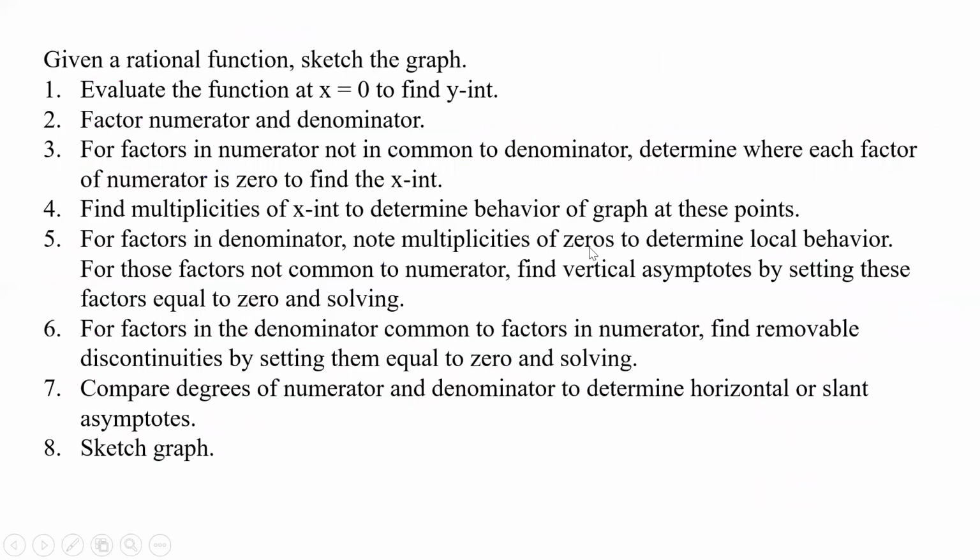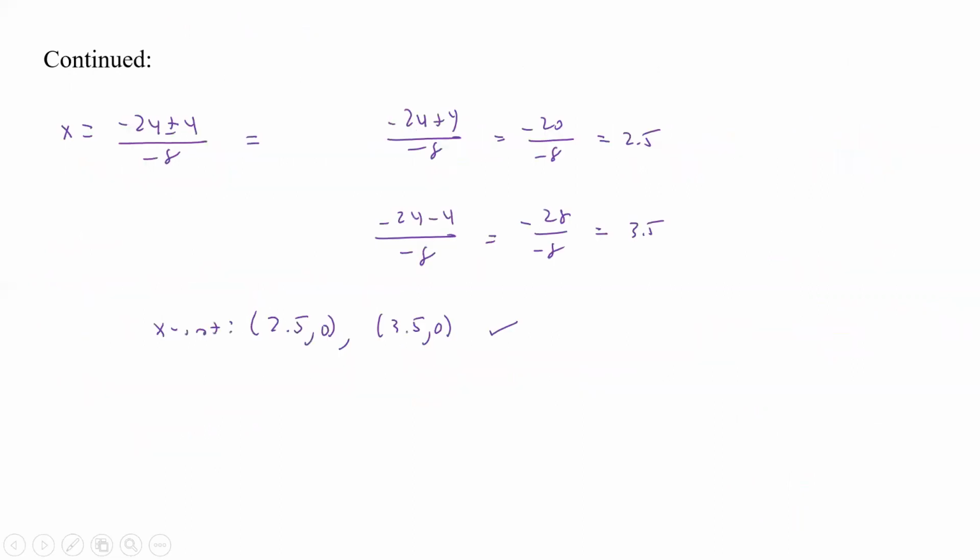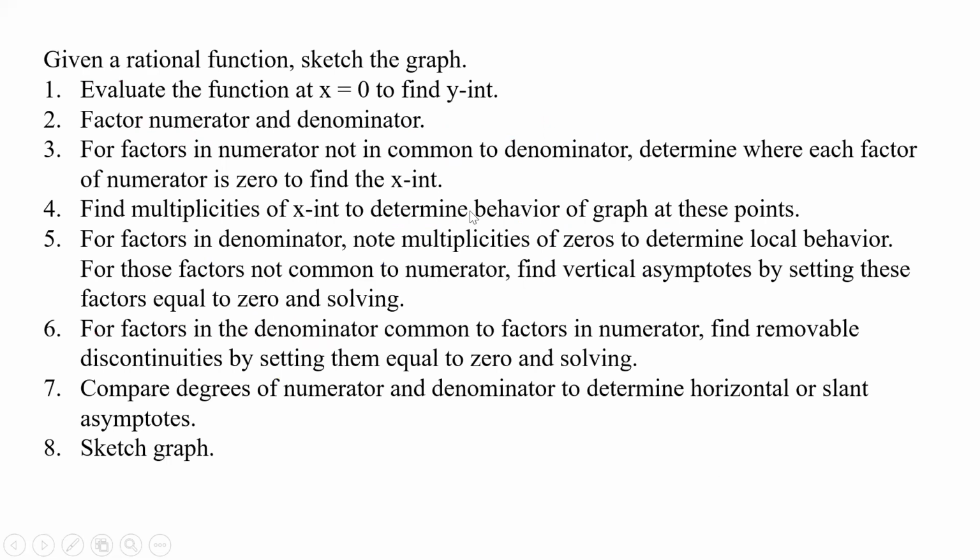All right, so let's go on here. Now, if we're given a rational function, we can sketch the graph. So we're going to evaluate the function at x equals 0 to find our y-intercept. We're going to factor our numerator and denominator. And then for factors in the numerator that are not common to the denominator, we're going to determine where each factor of the numerator is 0, and we're going to get our x-intercepts. Or if we have to, we can do the quadratic formula again and get our x-intercepts that way. We're going to find the multiplicities of the x-intercepts to determine the behavior of the graph at those points.